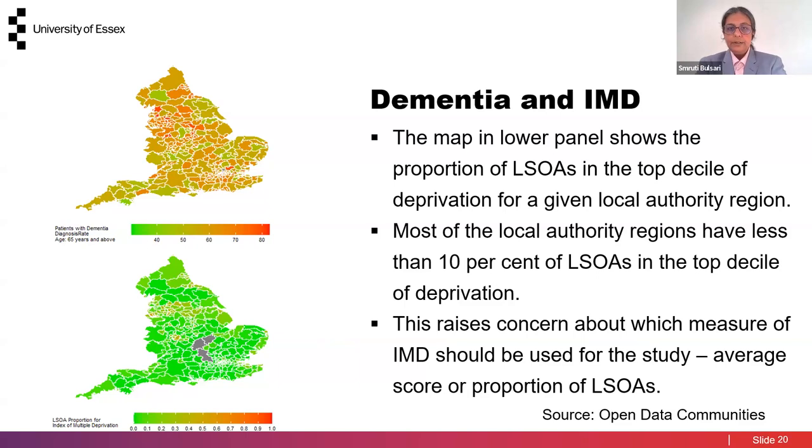Now, if we take into consideration the proportion of LSOAs which are highly deprived, in the top 10% or the top decile, then you will see the map, which is absolutely green, in the bottom panel on the left hand side of the slide. So across England, there are very few local authority districts which have a slightly higher proportion of LSOAs which fall into the top decile of deprivation.